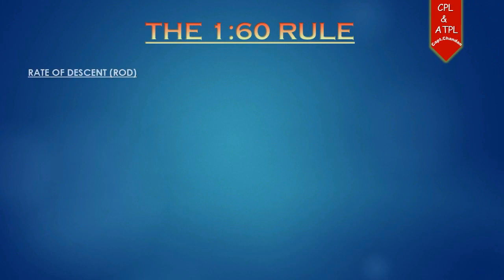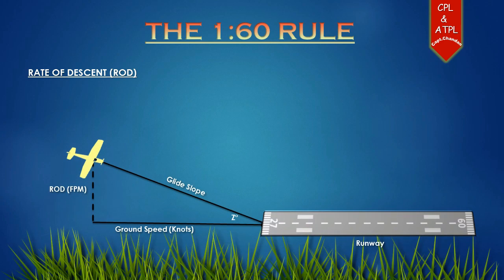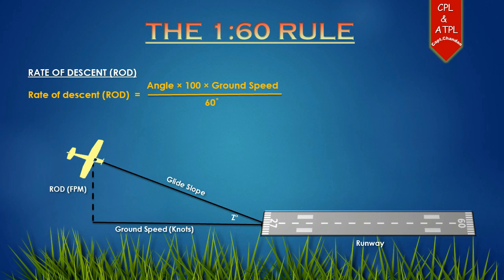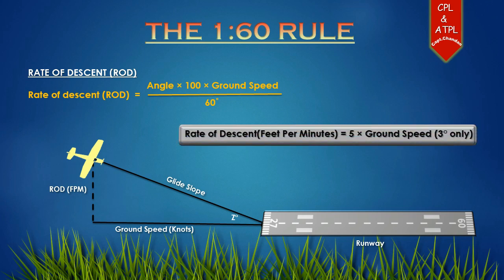Now we will look at rate of descent. Rate of descent is in feet per minute and ground speed is in nautical miles per hour. Rate of descent equals angle times 100 times ground speed divided by 60. The formula gives you a rate of descent in feet per minute. There is another thumb rule for rate of descent, but this is only valid for a 3 degree glide slope. Rate of descent equals 5 times ground speed. If you know the ground speed, just multiply by 5, and you will know your rate of descent in feet per minute.